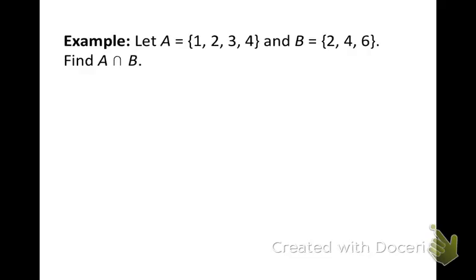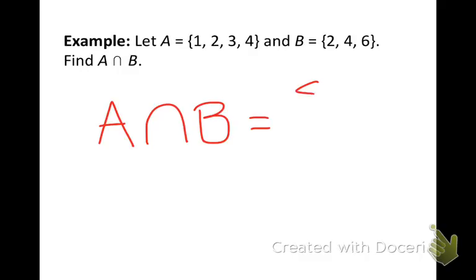Okay, so we need to look for the X elements that are in A that are also the same X elements that are in B. Or, which numbers do they both have in common? 2 and 4. Does everybody see that? So how do we write that? A intersect B is equal to the set of 2, 4. So we're looking for the numbers that they both have in common. So they both share 2 and 4.